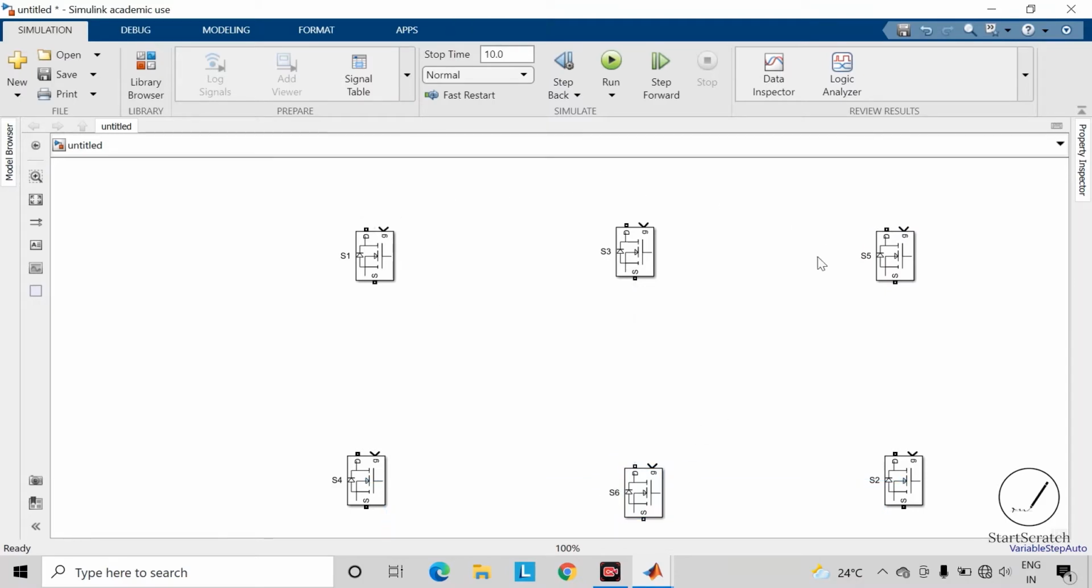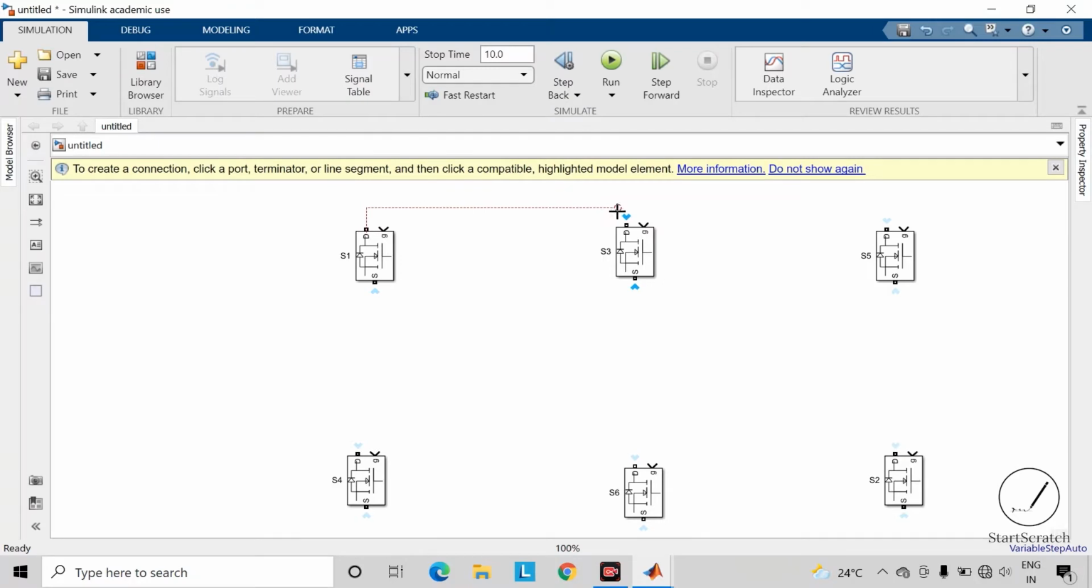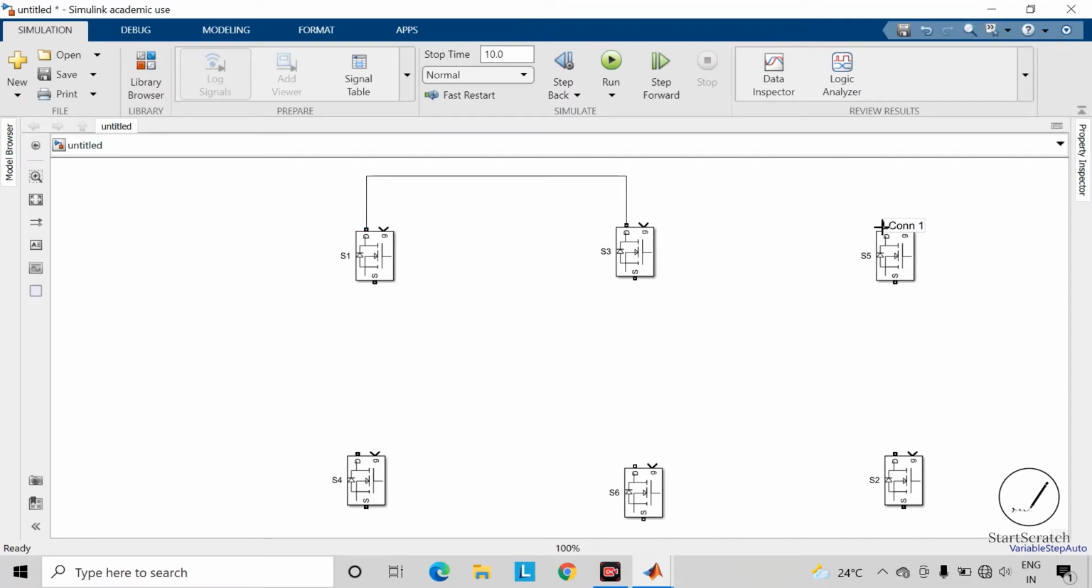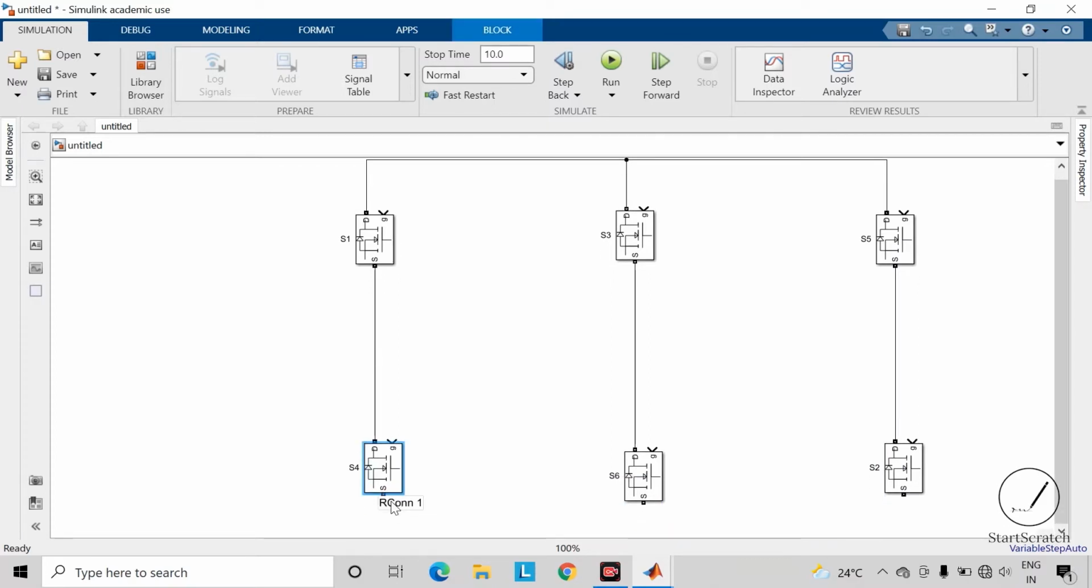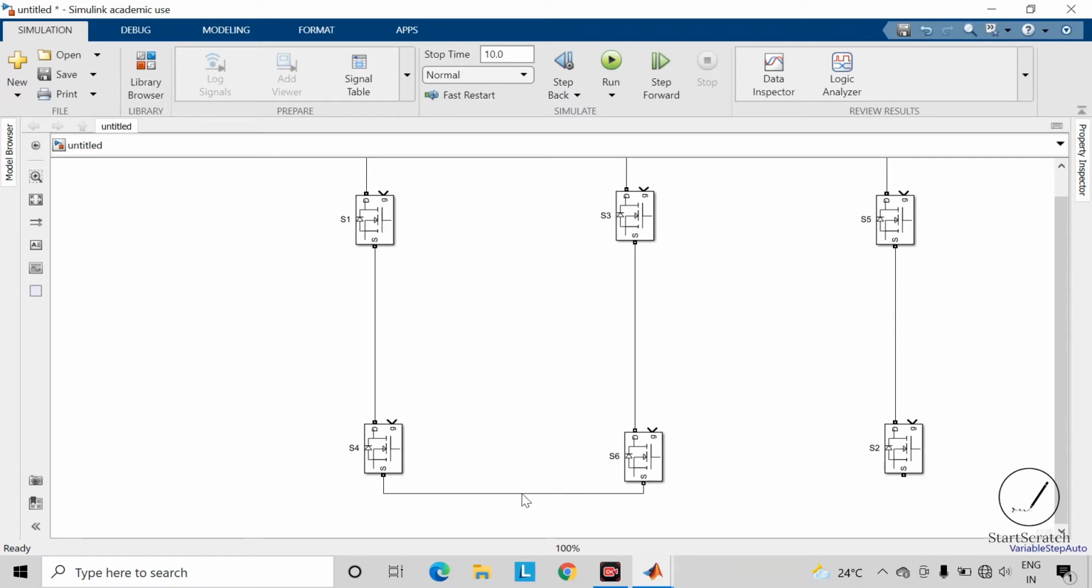Now connect the drain terminals of these upper MOSFETs together, and the source terminals of these lower MOSFETs together. Connect these MOSFETs in series with each other: S1 and S4 in series, S3 and S6 in series, and S2 and S5 in series with each other. Connect the source terminals together.